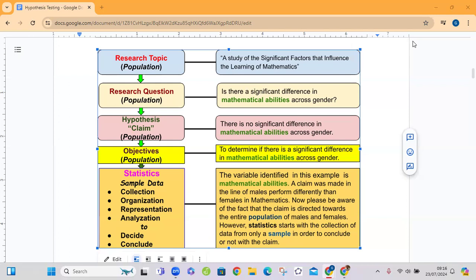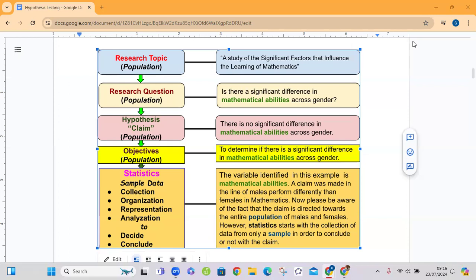So the objective, which is about the population, is to determine if there is a significant difference in mathematical abilities across gender. So now comes statistics, and sample data has to be collected, organized, represented, and analyzed to decide and conclude either with the claim or not.